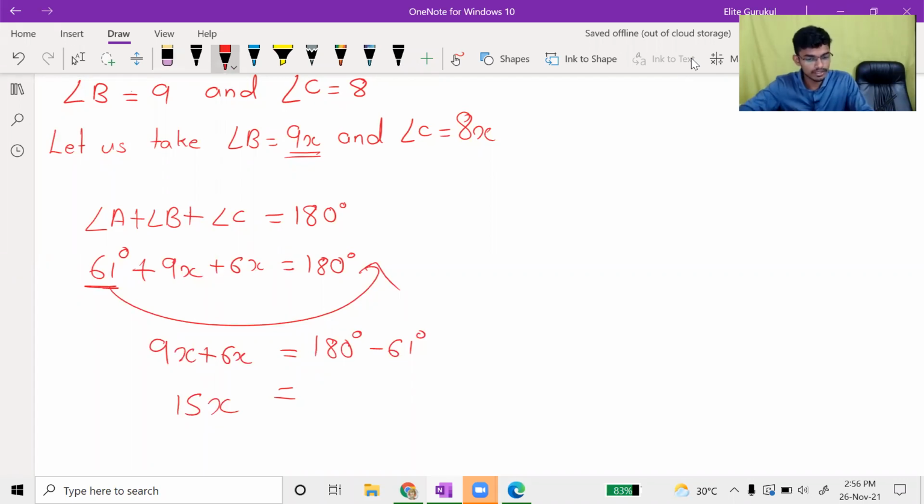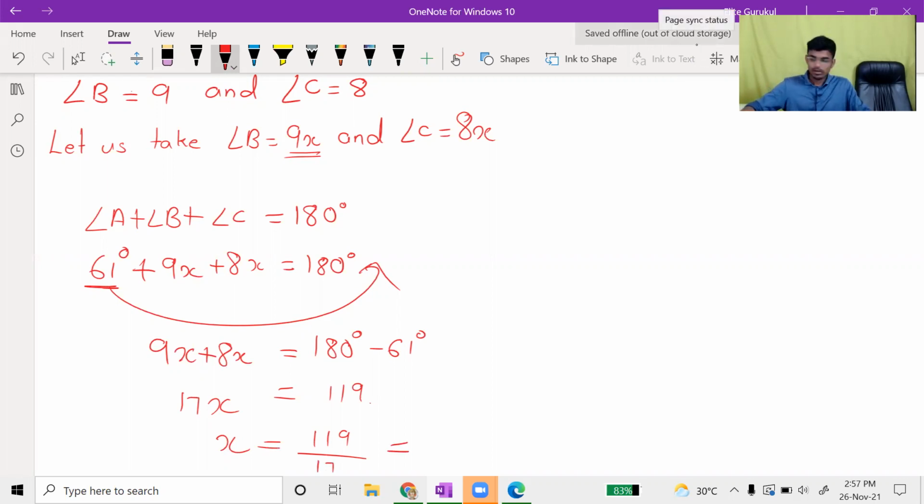Wait. We did one thing wrong. This is 8x. Now add them. 9 and 8 is 17. So 17x. And 180 minus 61 is 119. Now tell me, what will be the value of x? x will be 119 divided by 17. Tell me the answer now.